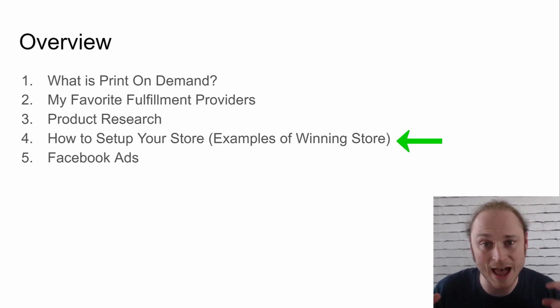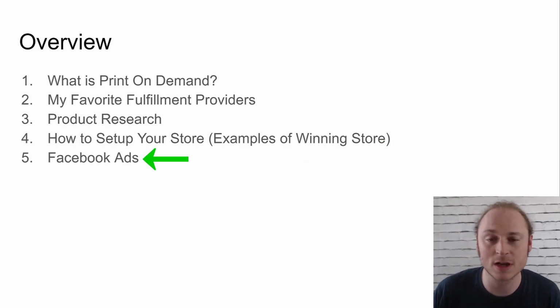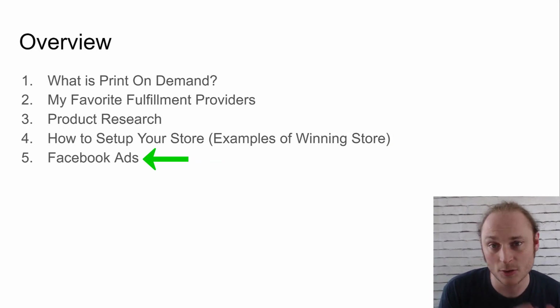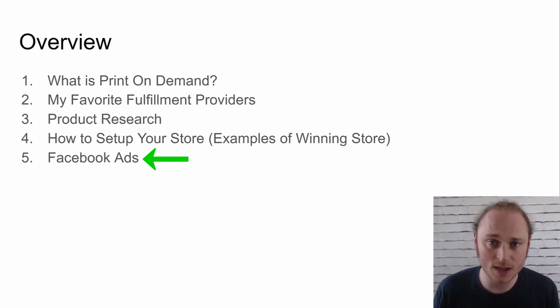Number 4, we're going to talk about how to set up your Shopify store so that it converts. We're going to look at some other high converting stores. We're going to talk about why they convert so well and some elements that you can take from those stores and incorporate into your own. And then finally, we're going to talk about Facebook ads. I'm going to give you 2 methods, one method to test your products and another method to scale your products. And at the end of this course, you should know everything you need to get started in print on demand.